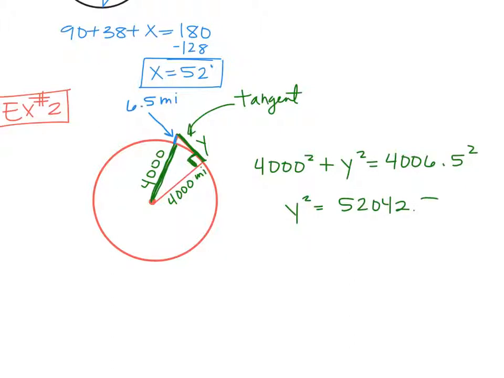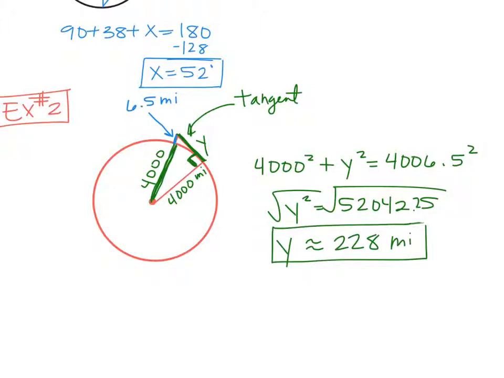Oh my word, you guys. So if we square root that, if we round to the nearest mile, because we're talking miles here, you get about 228 miles. Okay? Questions on that?